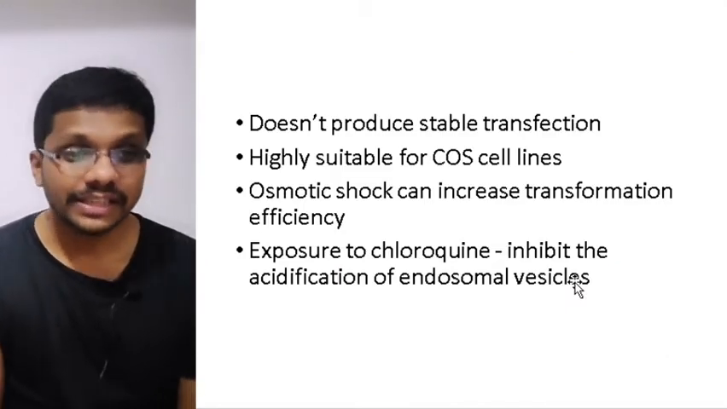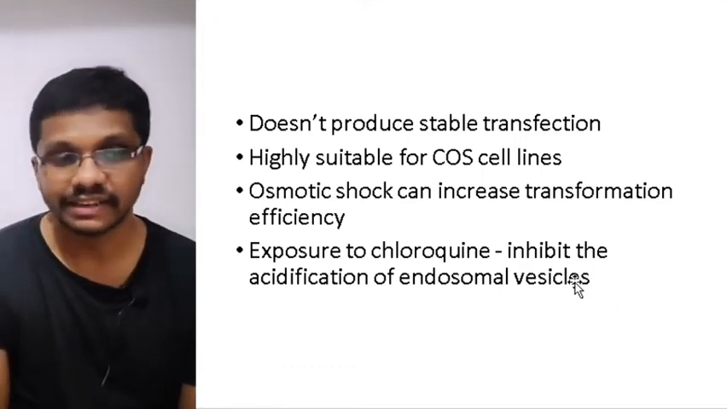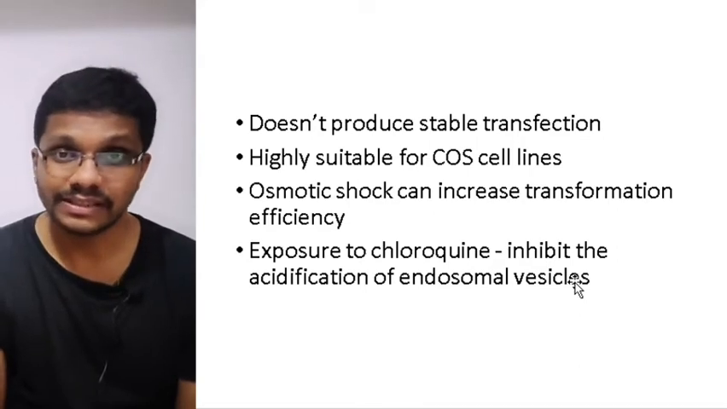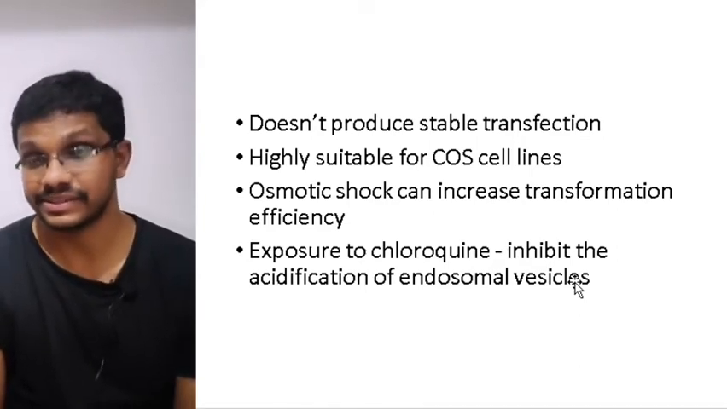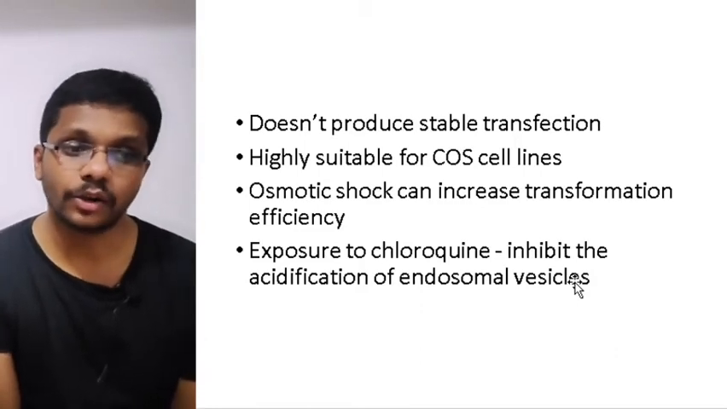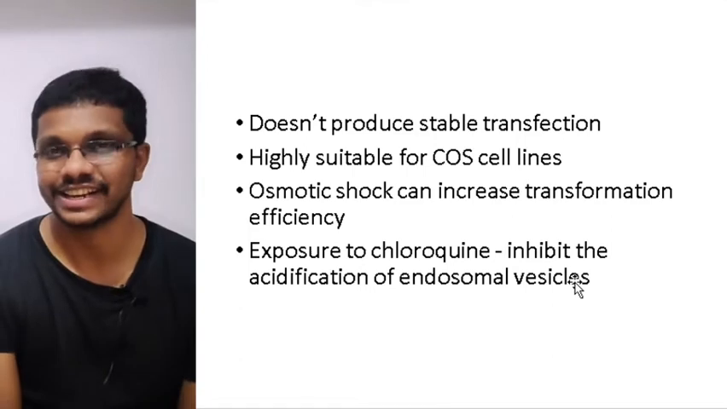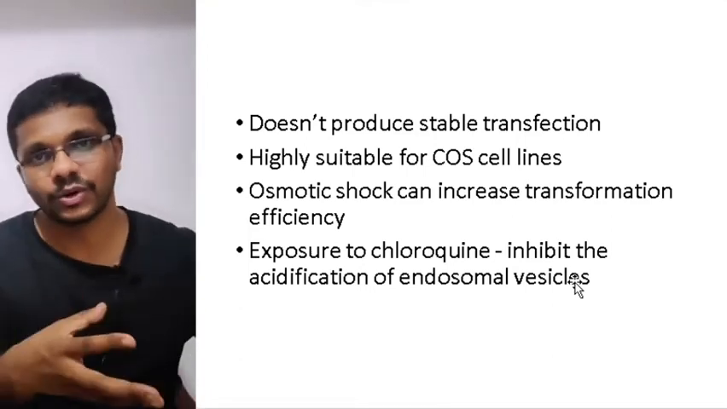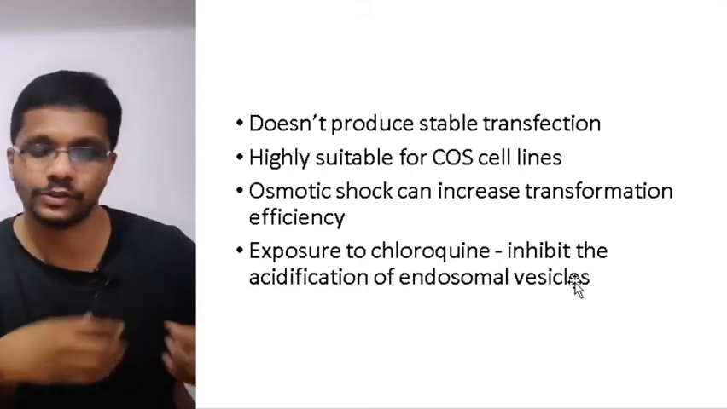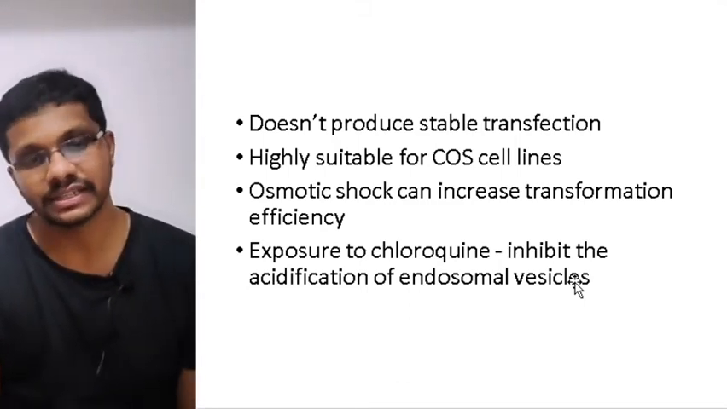The disadvantage with this method is that stable transformation is very difficult or rare, but it is very suitable for COS cell lines. We have learned about COS cell lines in SV40 vectors. We can combine these polyplexes along with an osmotic shock. Instead of using heat shock, here we can use an osmotic shock. In the osmotic shock, the cells are transferred from a hypertonic solution into a hypotonic solution. The osmotic shock actually increases the transformation frequency.